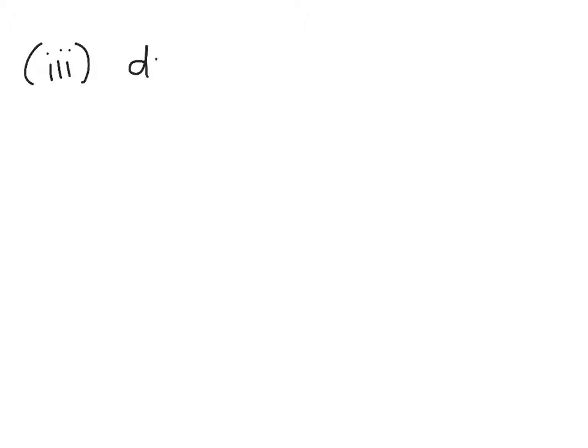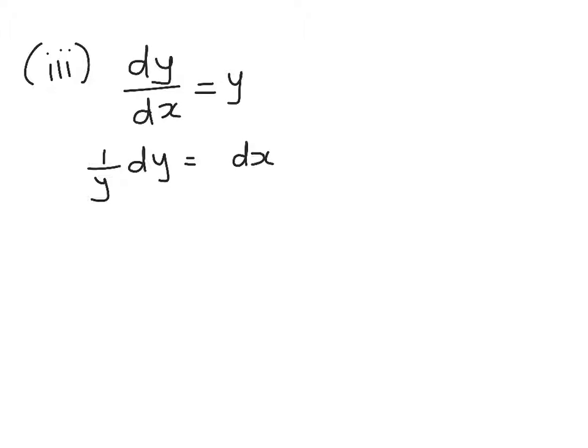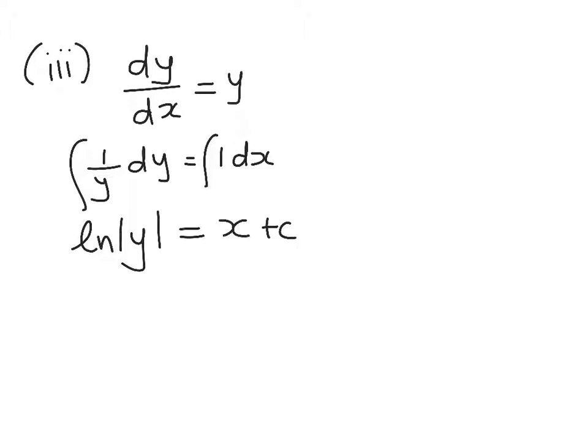Okay, 3 goes like this. Dy by dx is equal to y. Separate the variables. 1 over y dy is equal to dx. Put back in the invisible 1 and integrate both sides. That leaves me with the natural log of y is equal to x plus c. Doing e to the power of both sides, we get y is equal to e to the power of x plus c.